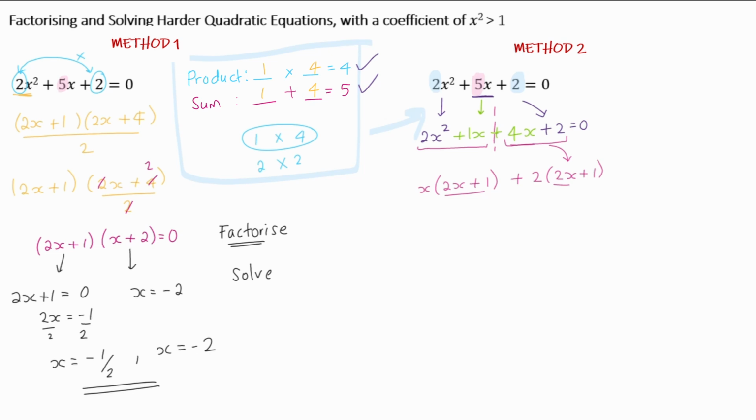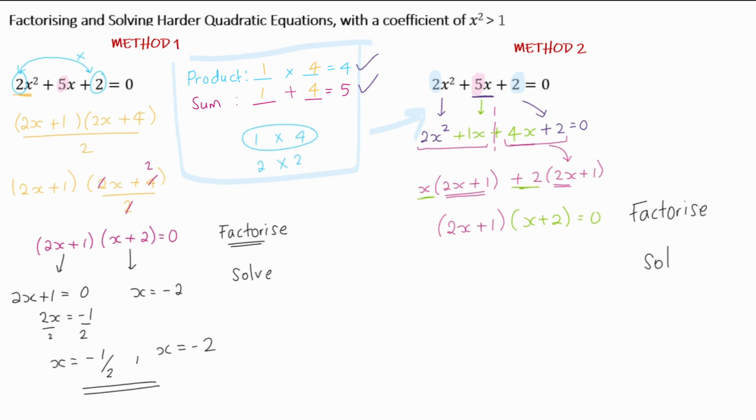So now here we've got the first term of our factorized form, which is the same in both brackets, which is 2x plus 1. And for the second bracket, we just need to collect what we have put outside each bracket. So we are just going to combine the x from the first part and the plus 2 from the second part. So here we have factorized this equation.